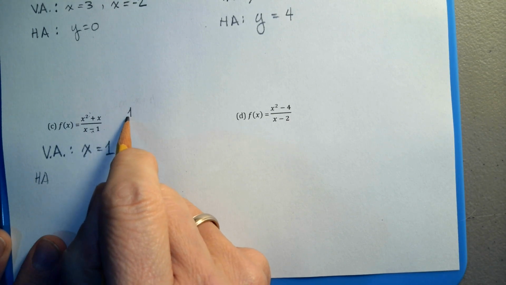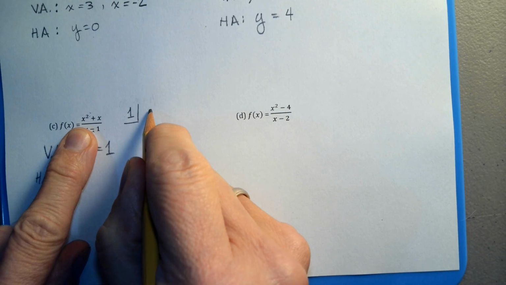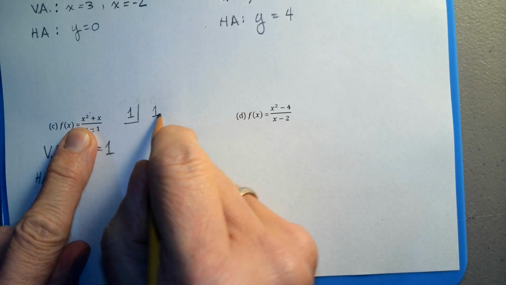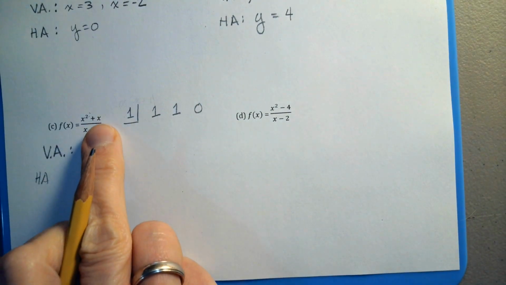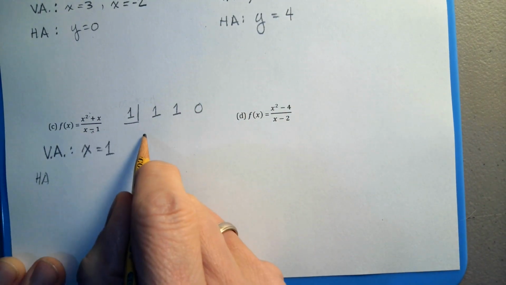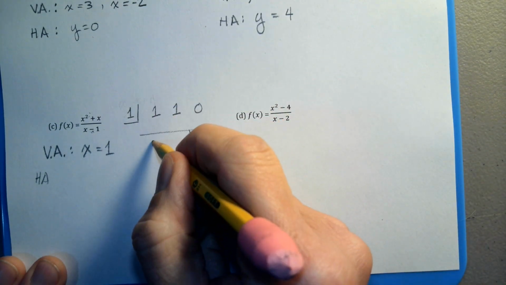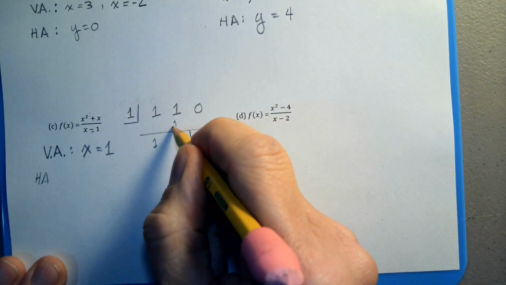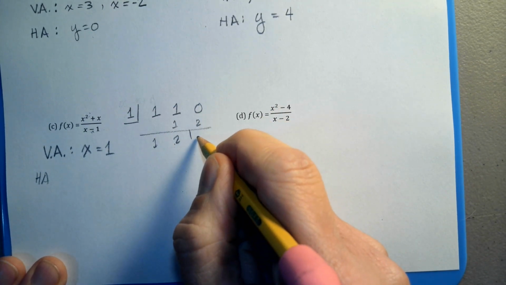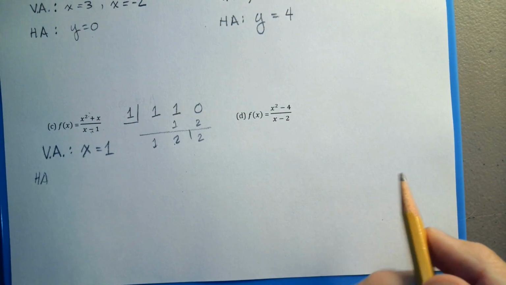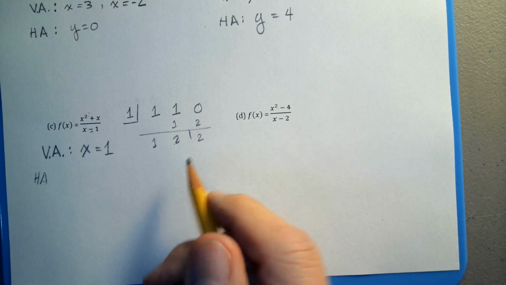Let's see, we're going to put a 1 in the box, and next to it we're going to put a 1 and a 1, and we have a missing term, 0, which is the constant, so we'll put that in, and then we'll do synthetic division. So we bring the 1 down, we multiply, that's 1, add it to this 1, that's 2, multiply, that's 2, and add, and that would be 2. So it's the depressed polynomial ignoring the remainder.